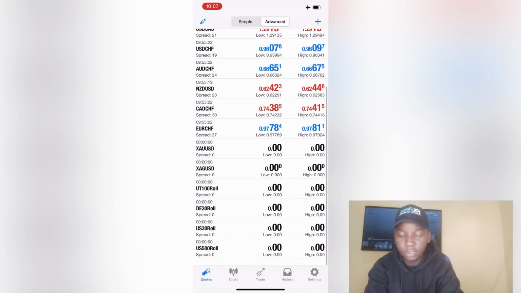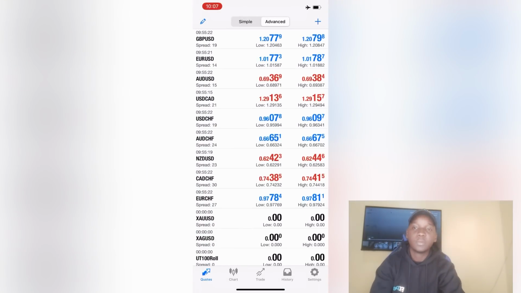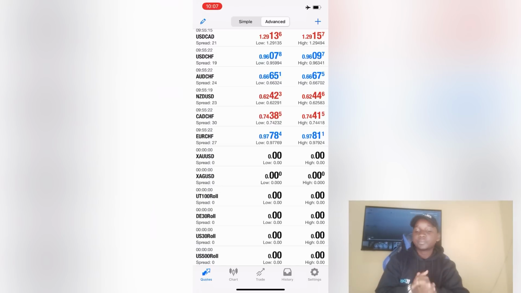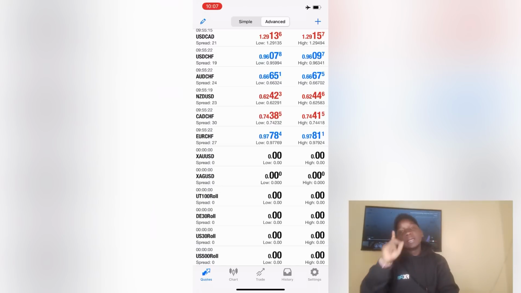So now we are looking like this. We have looked at currency pairs on top, that is the major currency pairs, the minor currency pairs, and also the exotics. And now we have looked at the metals, two of them, that is gold and silver. And then we have also looked at 4 indices, stock indices: NAS 100, German 30, US 30, and US 500. Fantastic. Now let's go to the next category.